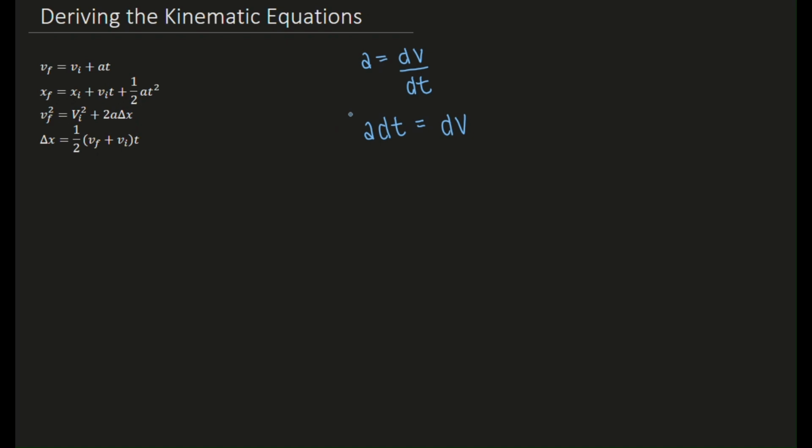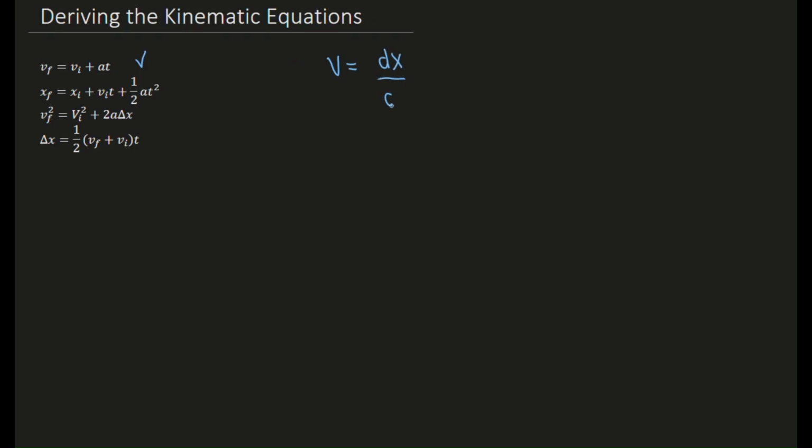We can integrate each side of our equation. The left-hand side will be integrated from some time t to some initial time we will set to be 0, and the right-hand side can be integrated over some final velocity to some initial velocity. What I get is acceleration times time is equal to some final velocity minus some initial velocity. I can set this equal to the final velocity being the initial velocity plus acceleration times time, which gives me my first equation.